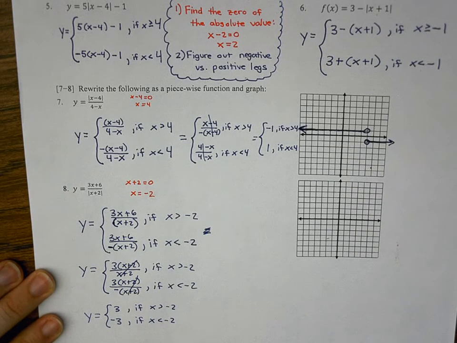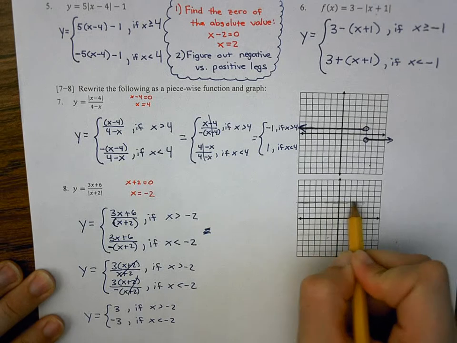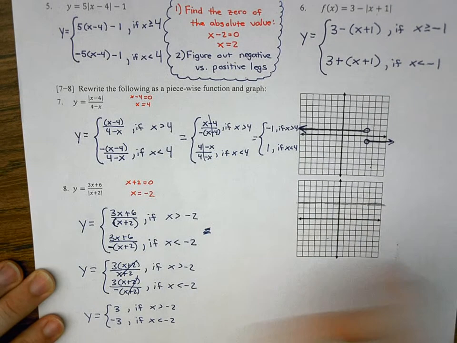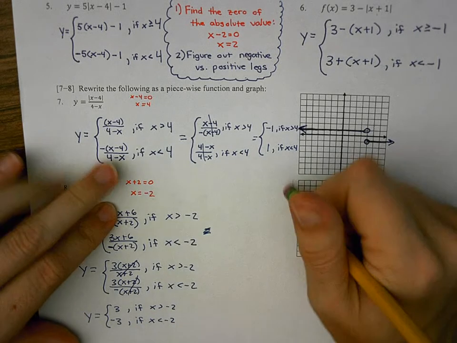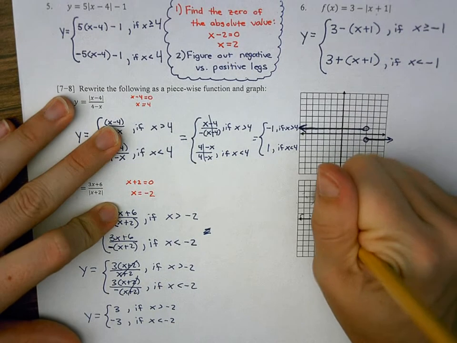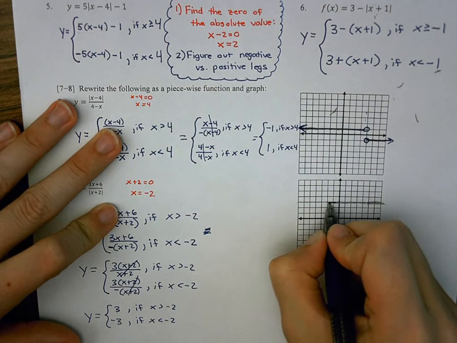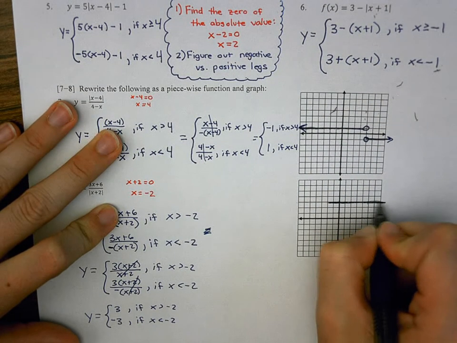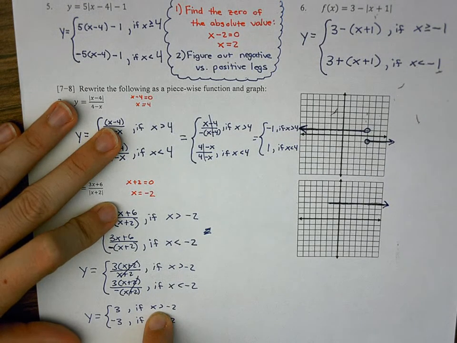Graphing it. Y equals 3 is up here. What's the only piece of this y equals 3 that I'm keeping? Greater than negative 2. So I'm going to erase everything that's not greater than negative 2. Keep the rest of it. Hole or point? Well, that would be a hole.